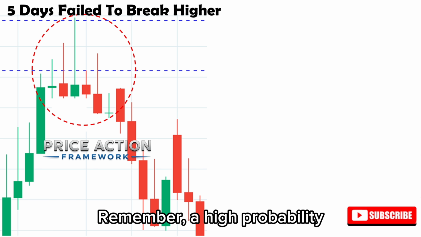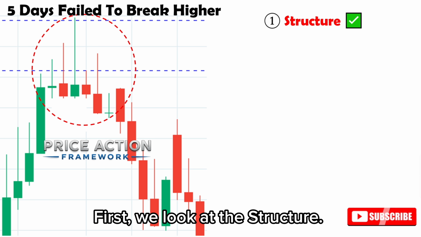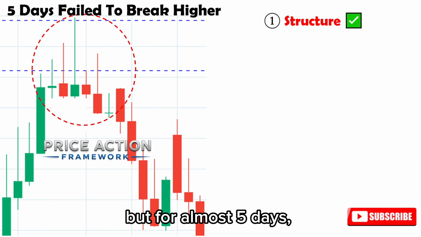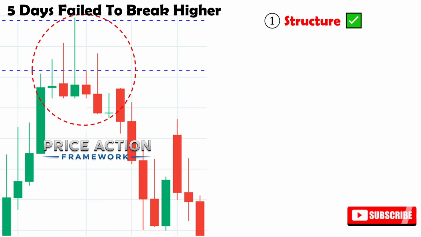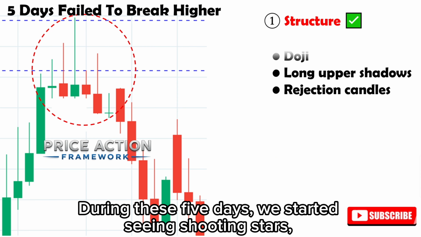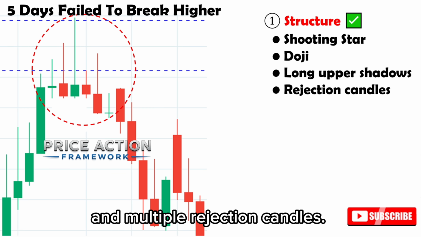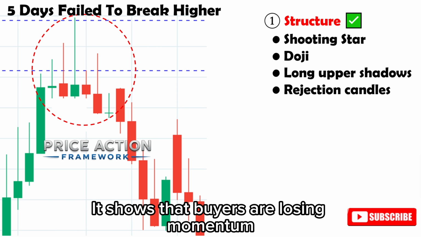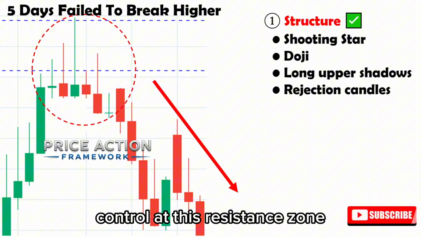Remember, a high probability setup needs more than just a candlestick. First, we look at the structure. Look what happened here. Price tried to push higher, but for almost 5 days, buyers failed to break above this resistance zone. During these 5 days, we started seeing shooting stars, doji candles, long upper shadows, and multiple rejection candles. So what does this tell us? It shows that buyers are losing momentum, and sellers are starting to take control at this resistance zone.